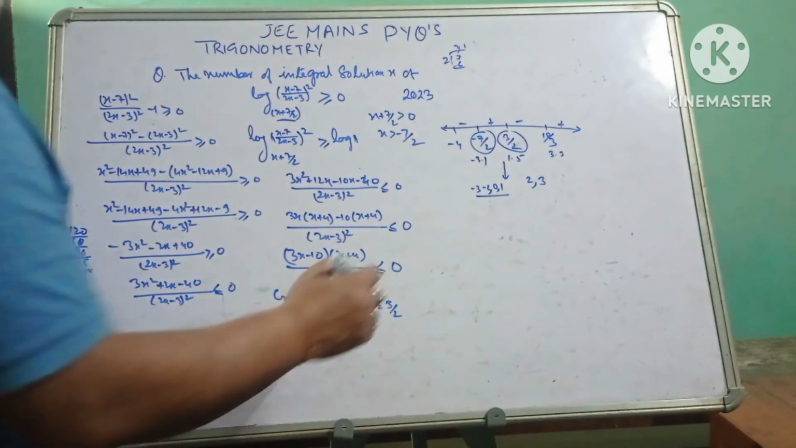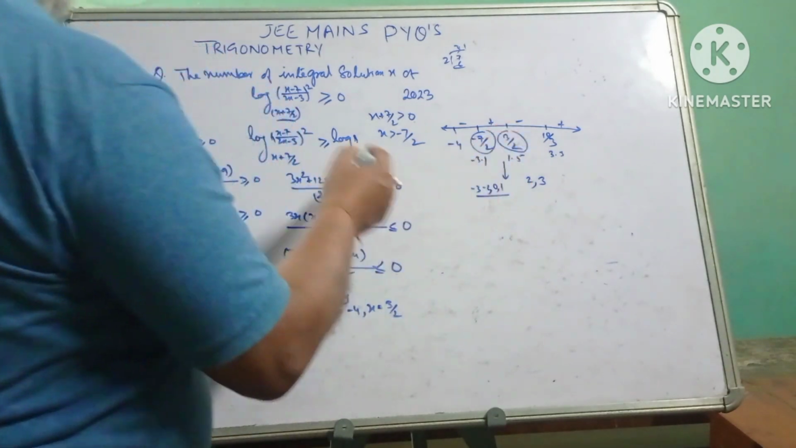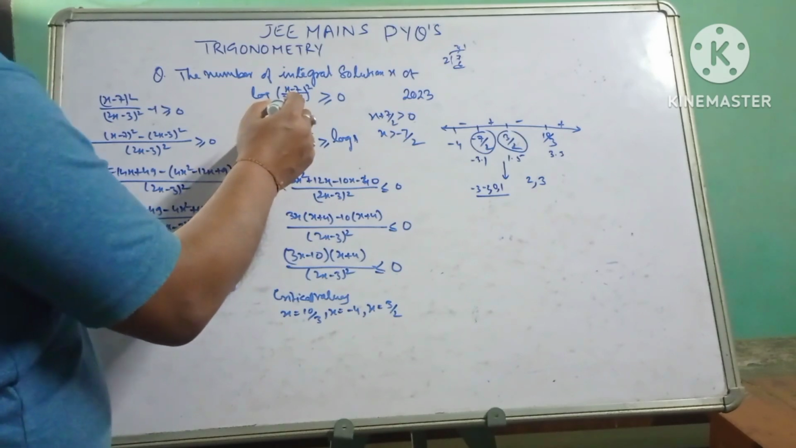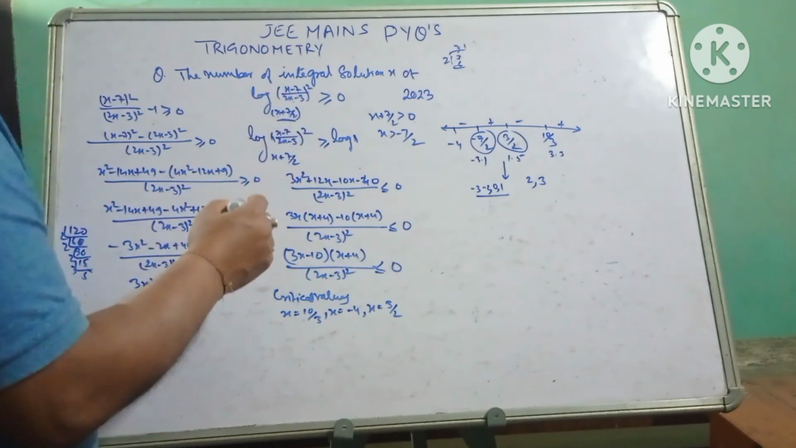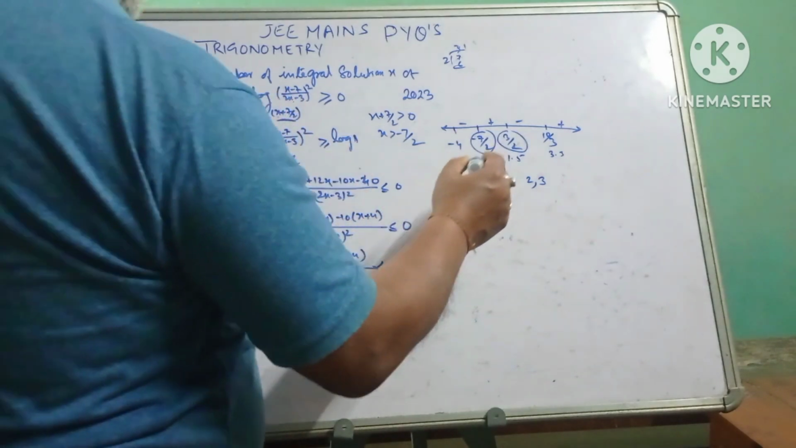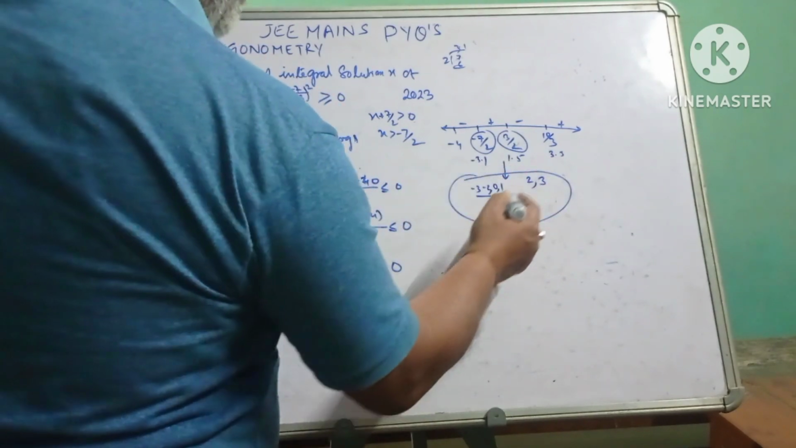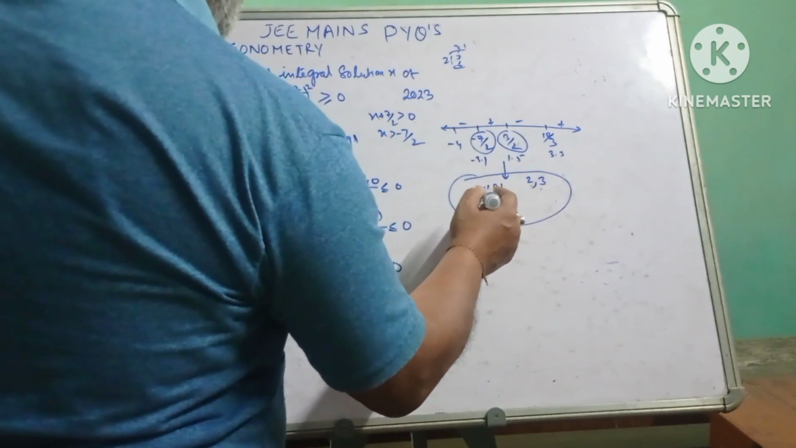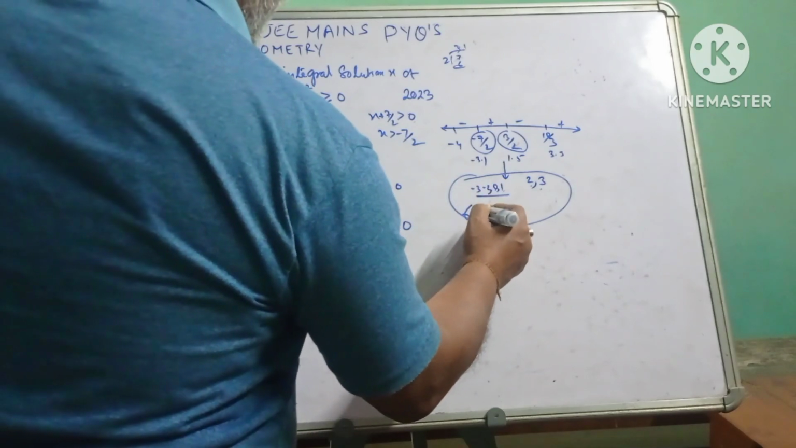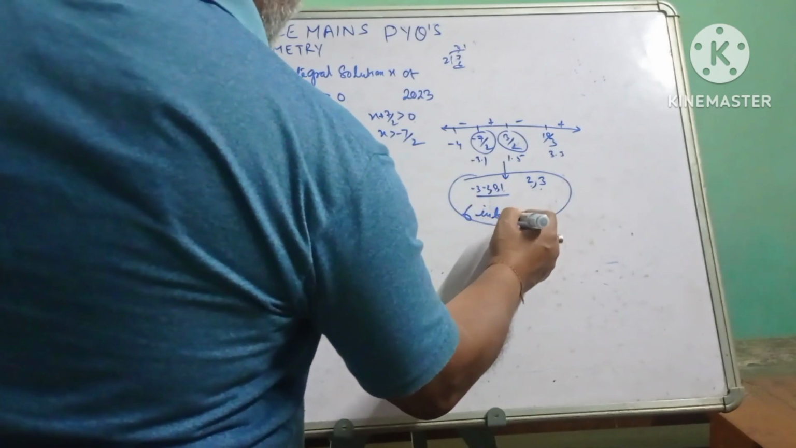These two can't exist because here this will be the denominator, it will be 0, so these two can't exist. So ultimately what do we find? That there are 6 integral values: 1, 2, 3, 4, 5, 6.